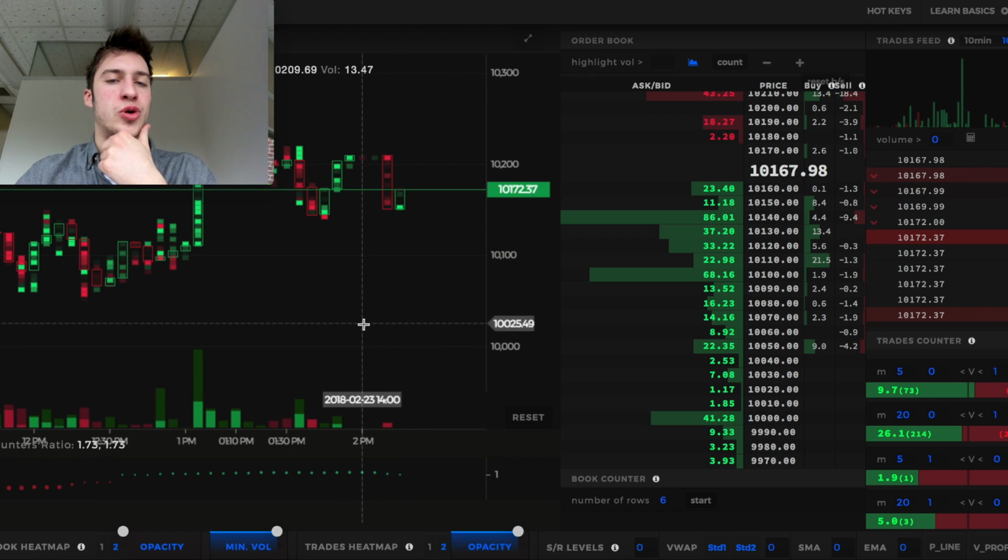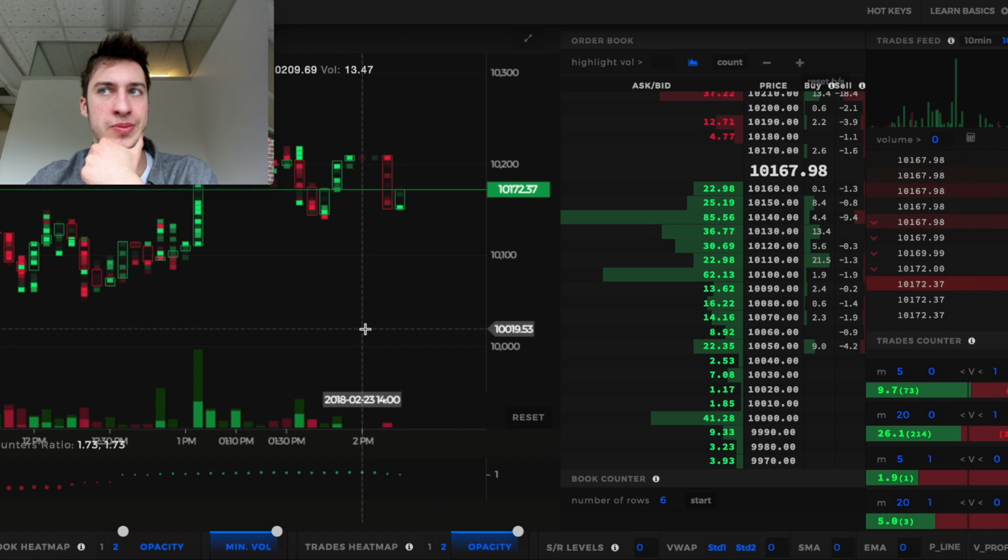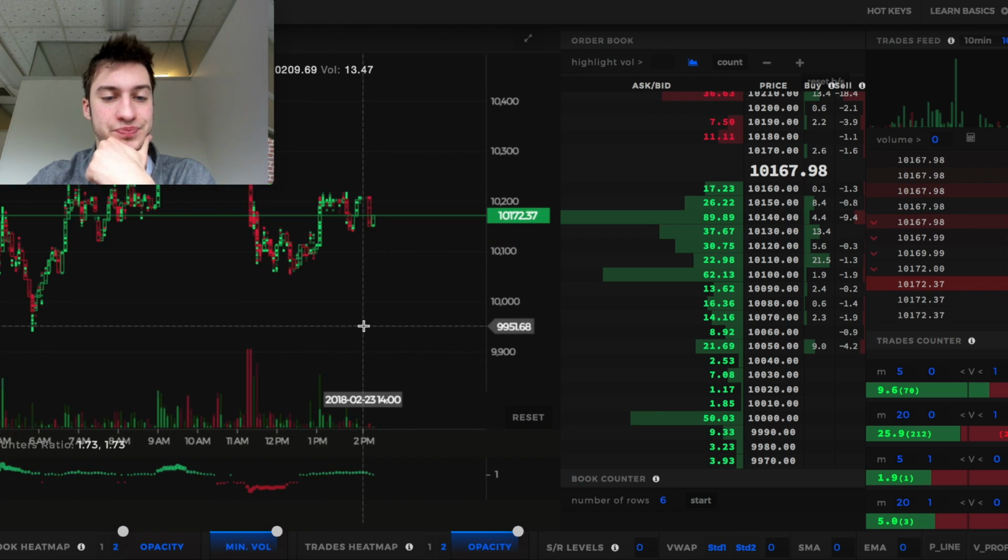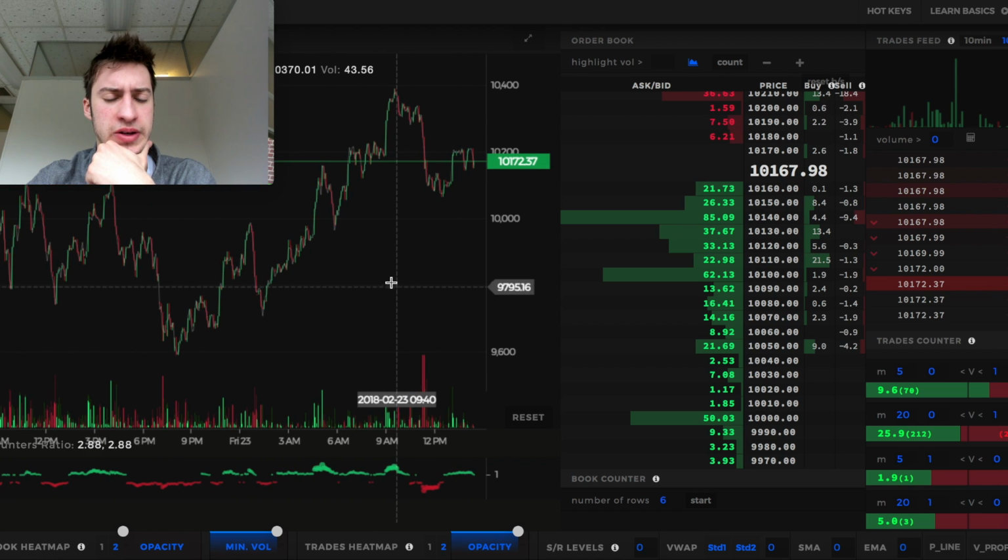The strategy that you want to do is we want to identify an established trend, and we want to identify when we see a filled volume candlestick. When we see a filled volume candlestick, we are looking to trade against the market. Let's take a look at some examples here.